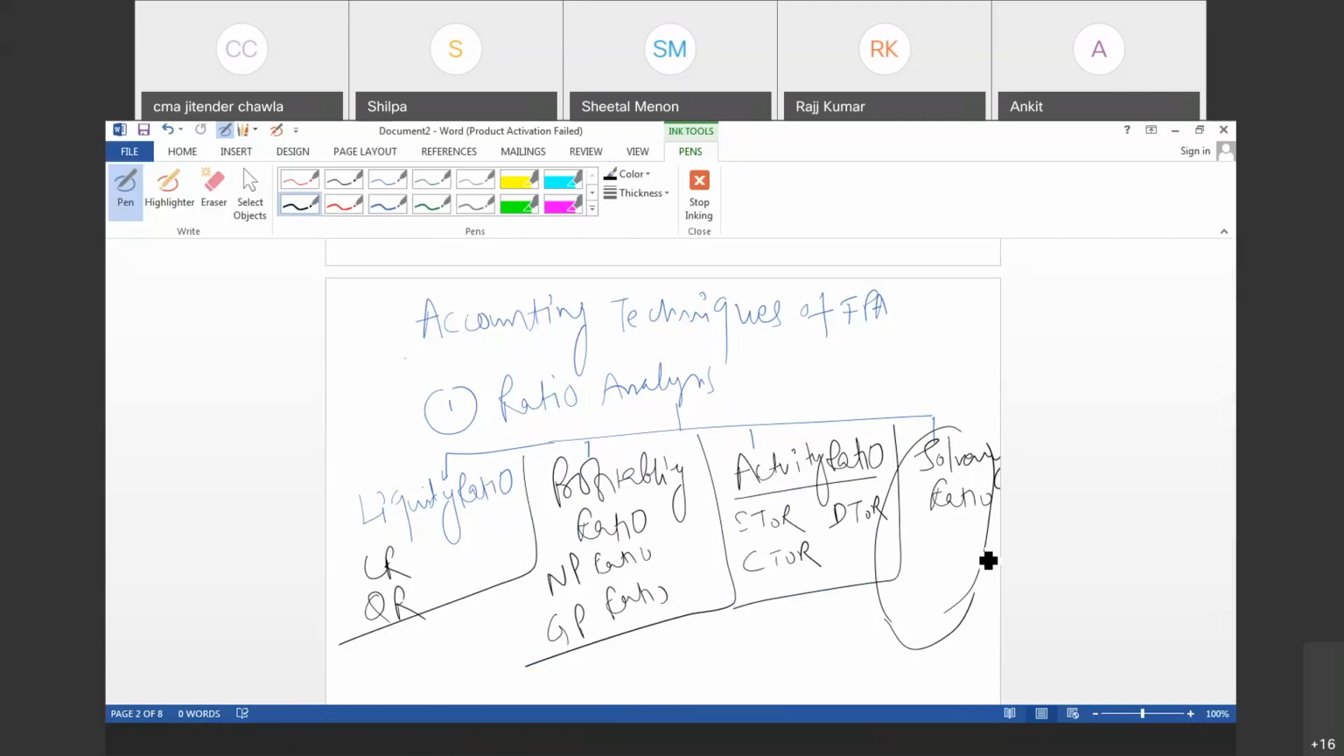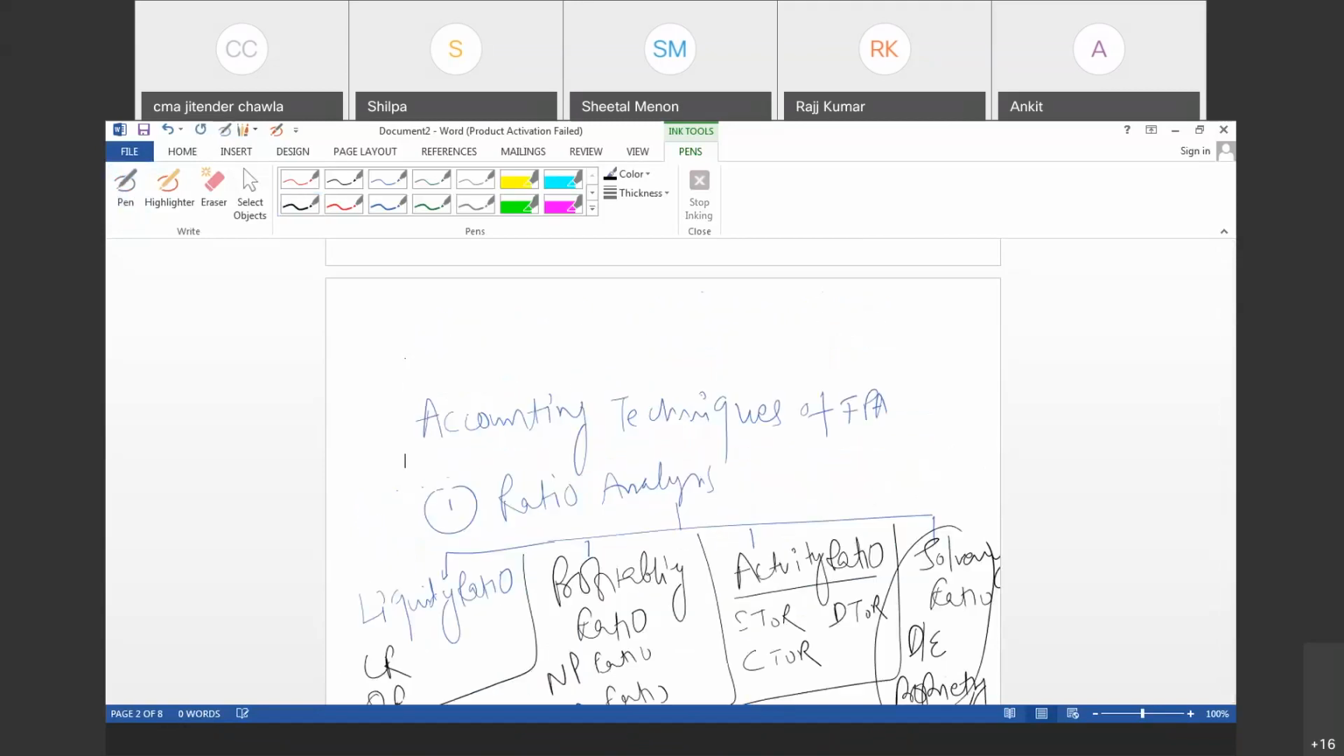No, none of you. This is asset turnover ratio. That is okay. Solvency ratio: debt over equity ratio, proprietary ratio, interest coverage ratio, and so on. Right. Clear. So again, we are moving a little ahead.